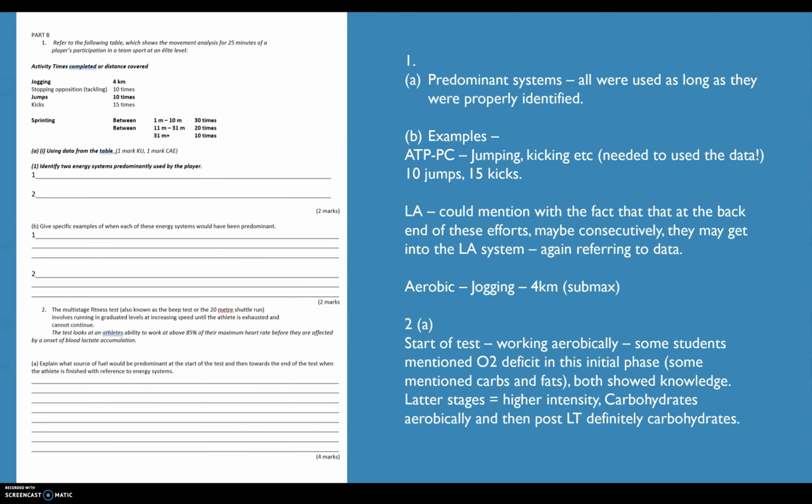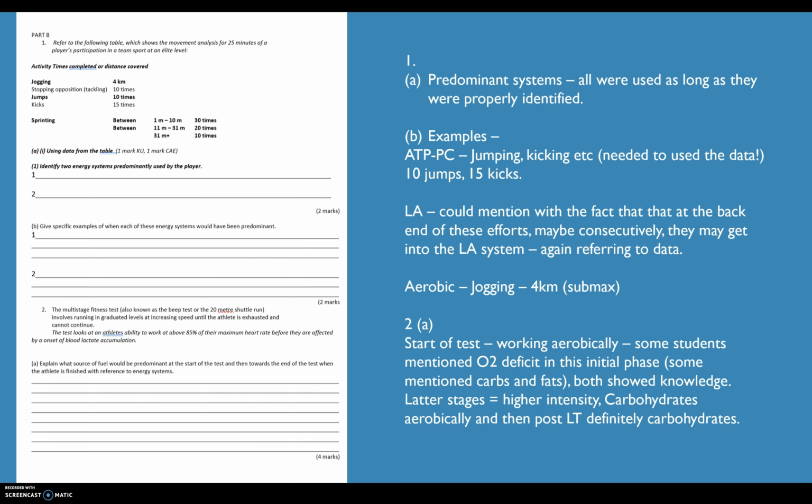Part 2 talked about the multi-stage fitness test, and then sources of fuel. So some people gave really good answers about the systems that were being used, like an interplay question. So I gave some marks for that, but we were looking at what fuel. Some people gave really good answers about working aerobically at the start and maybe using fat. Some people talked about oxygen deficit at the start, working aerobically, but having that lactic acid sort of chiming in there as well, and then having to use glycogen as a result of that. Some people talked about working aerobically and then having glycogen as their primary fuel. So they were all good answers.